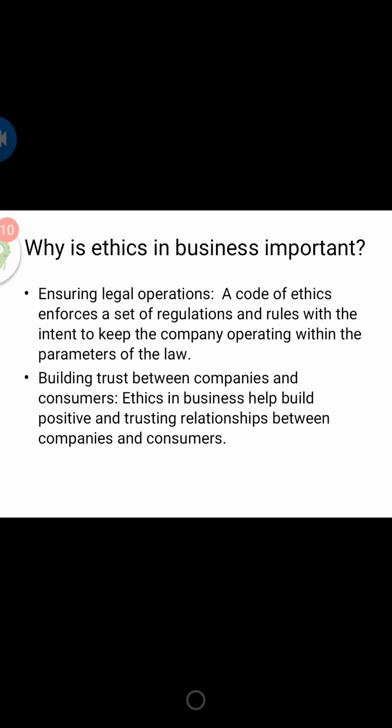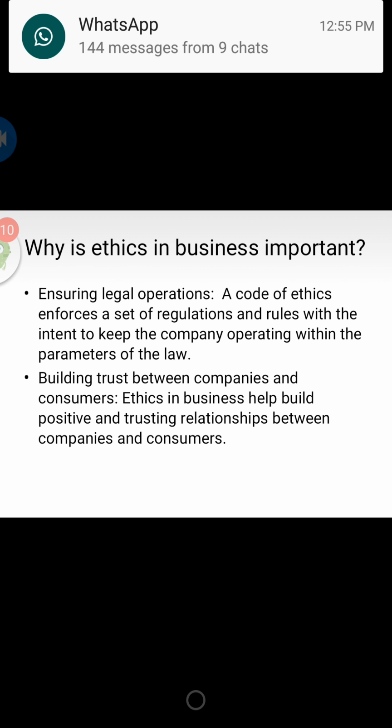Ensuring legal operation means a code of ethics enforces a set of regulations and rules with the intent to keep the company operating within the parameters of law, which will protect the company leaders, employees and customers. Some legal areas include environmental regulations, financial regulation and employment equality, all of which say that you are going to operate your business in a legal manner.